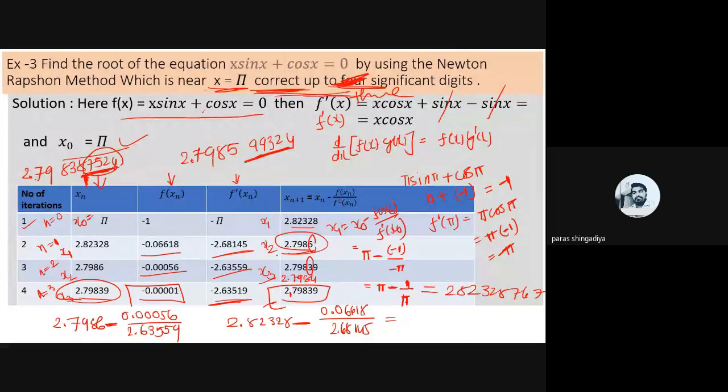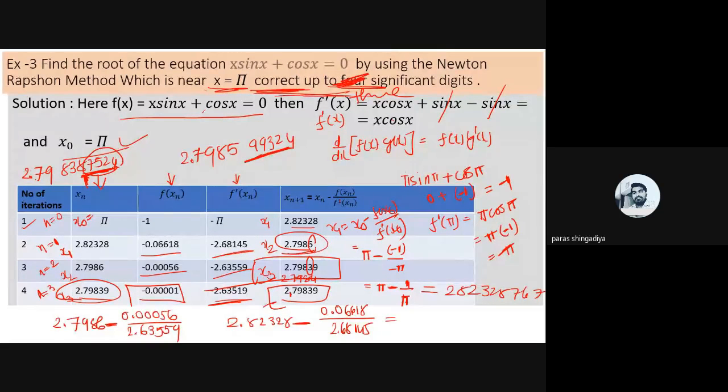So now in x2 and x3, the answer of x2 is 2.798, and the answer of x3 is 2.7983 something. So the 3 digits after the decimal are repeated in this answer. At that stage we'll stop the procedure if the condition given here is 3 significant digits. So we'll stop this procedure at the third iteration.